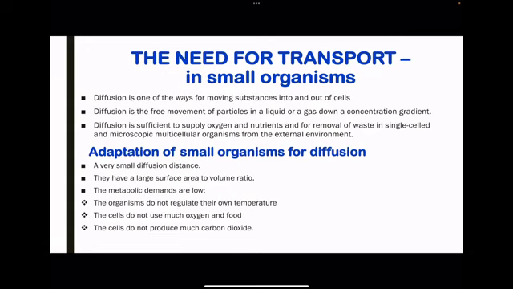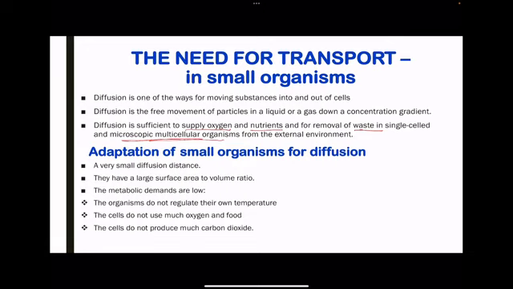These are usually single-celled organisms or small multicellular organisms. For small organisms, diffusion is the only way in which substances enter or leave the cells of those organisms. And as we know, diffusion is the free movement of particles in a liquid or gaseous state down a concentration gradient. So this is sufficient to supply oxygen, supply nutrients, and remove wastes like carbon dioxide from the single-celled organisms and microscopic multicellular organisms.